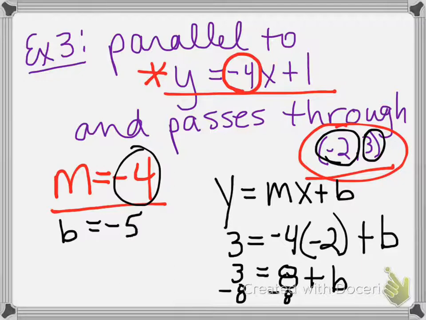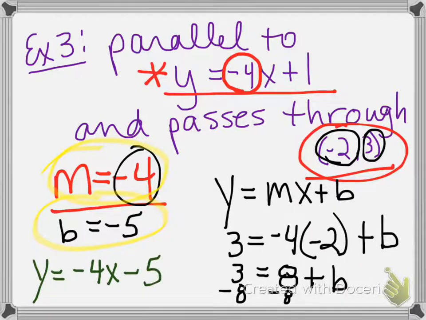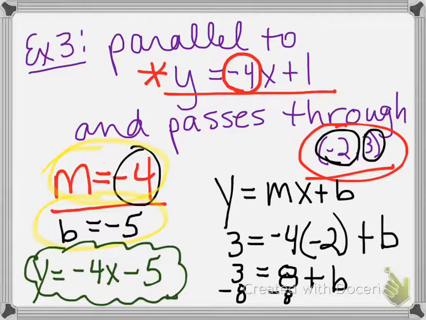which is negative 5. So once I know my slope and my y-intercept, I can write my equation. So here's my equation. y equals negative 4x minus 5. You could put it as plus negative 5, but a plus and a minus together is going to be negative. So a parallel line that passes through negative 2, 3 is going to be y equals negative 4x minus 5.